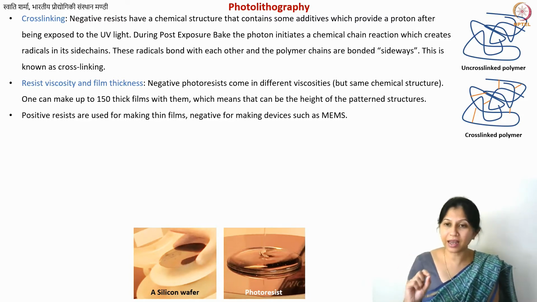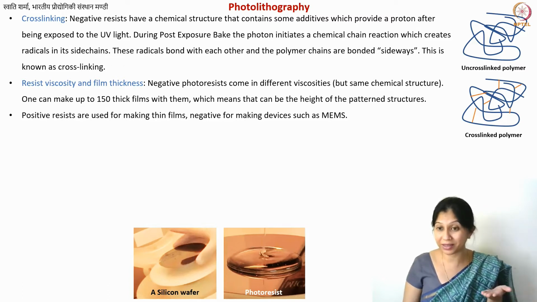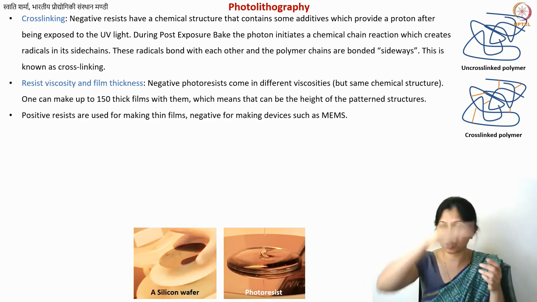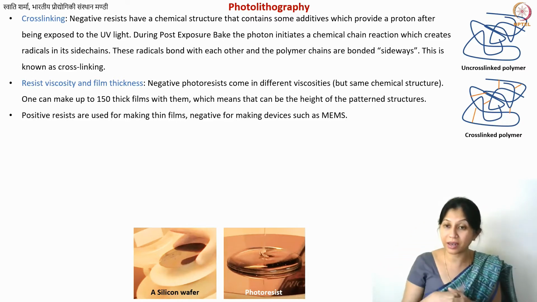But generally in the IC industry also, whenever you're using positive resist, you're using them for making thinner films, and negative resist when you want to make higher structures. And why would you want to make higher structures? For example, when you are making MEMS devices, or microelectrodes, if you're making electrodes, you need high surface area. So the higher the structure, the more surface area you can attain. So your surface area becomes more important to you, and you want to make higher structures.